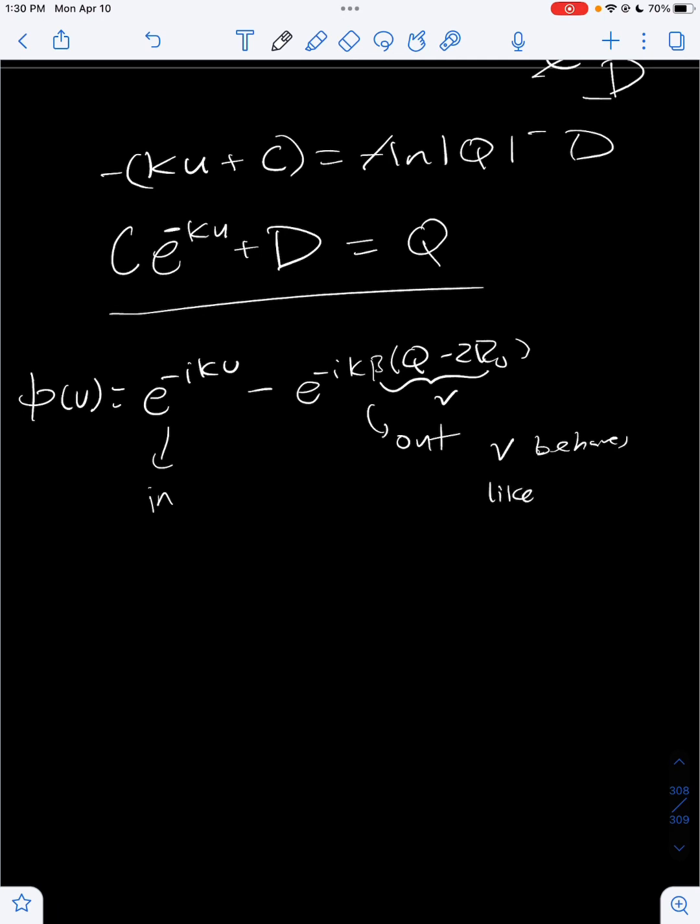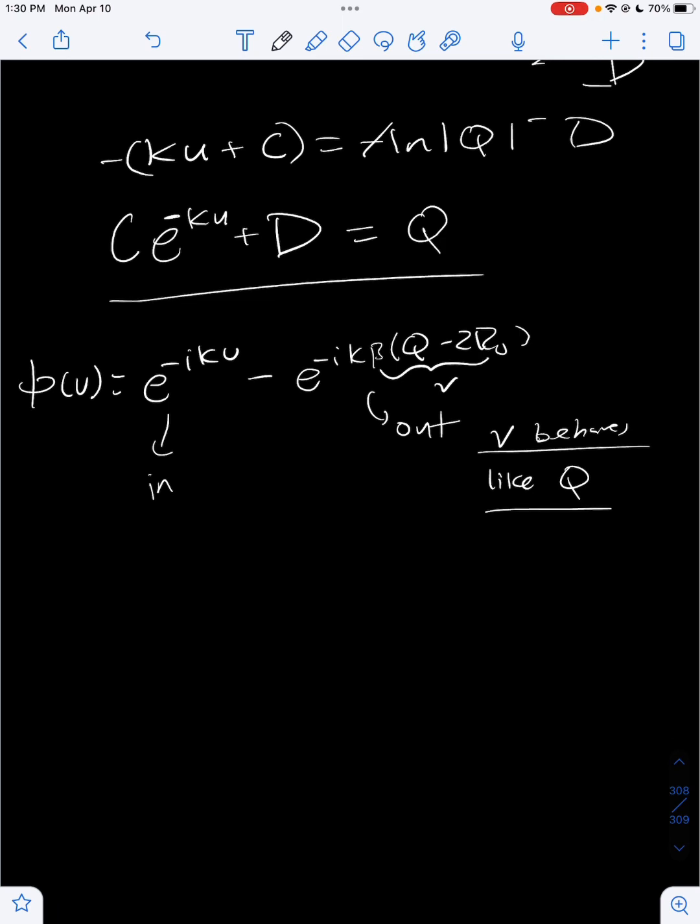Okay, we can assume that v behaves not like u, but like q. There is some physical justification for this, but I don't really understand it fully because my textbook skips a lot of steps. So let's just assume that v behaves like q at late times.